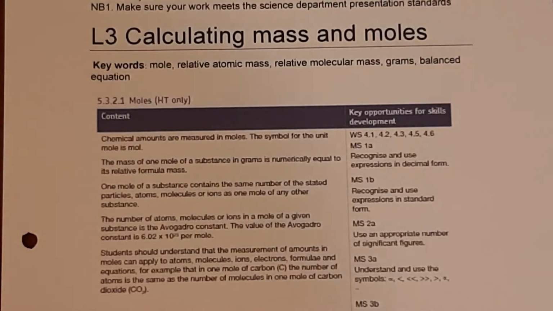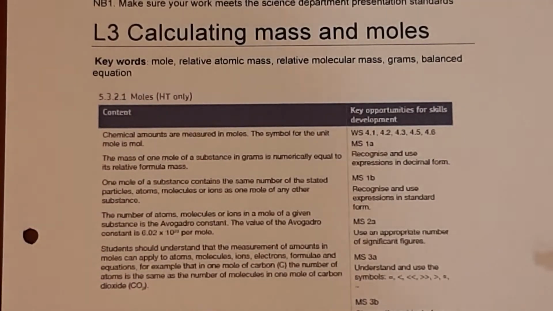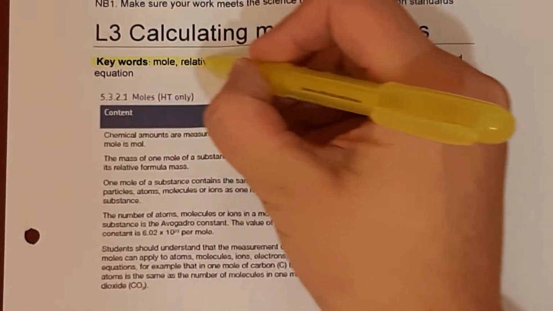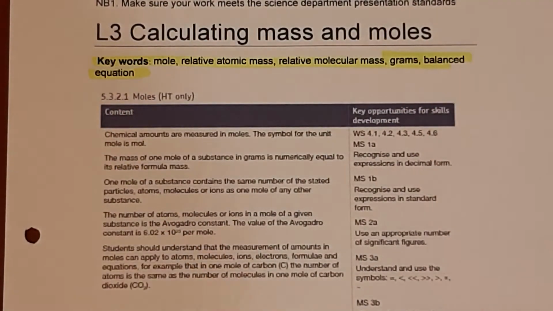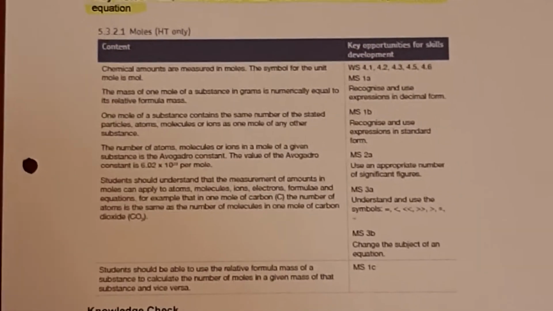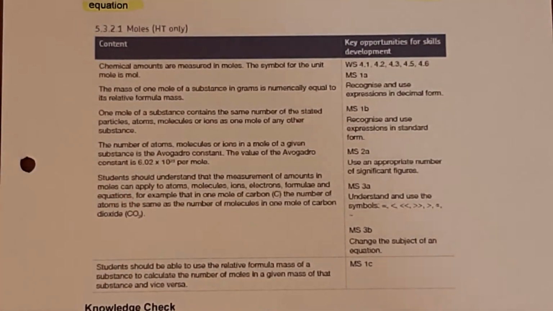I highly recommend you use this before the exams in your revision and preparation. So, lesson 3, calculating mass and moles. Our keywords today are mole, relative atomic mass, relative molecular mass, grams, balanced equation. So we're going to highlight those. As you can see, the content we're looking at today is all higher tier only, and this describes the content you need to know.